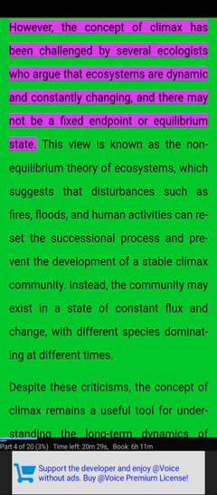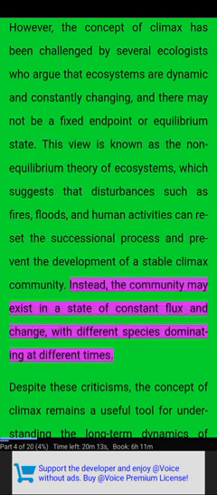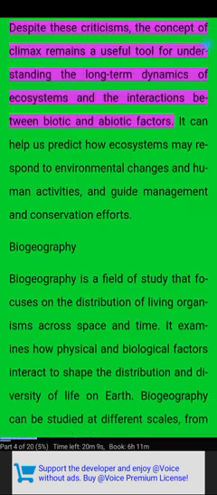However, the concept of climax has been challenged by several ecologists who argue that ecosystems are dynamic and constantly changing, and there may not be a fixed endpoint or equilibrium state. This view is known as the non-equilibrium theory of ecosystems, which suggests that disturbances such as fires, floods, and human activities can reset the successional process and prevent the development of a stable climax community. Instead, the community may exist in a state of constant flux and change, with different species dominating at different times.